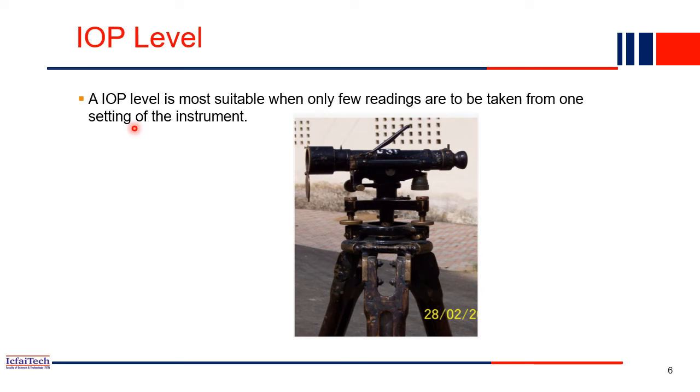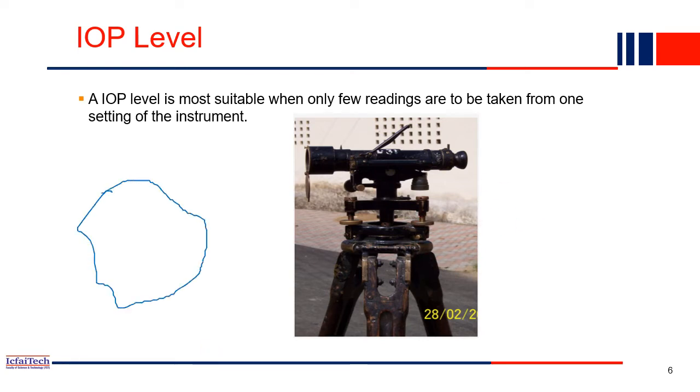The next type of level instrument is the IOP level. The IOP level is more suitable when only a few readings are to be taken from one setting of the instrument. Now you see this figure; compared to the earlier dumpy level there is a small change. In the earlier figure there was another spindle parallel to this, but here it is not there. So this instrument we call the IOP level, and it is useful when you have to take only a few readings.